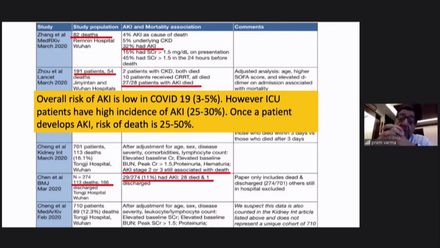Now, there was so much AKI occurring in the US that people did not know what sort of modality to use. The CRRT machines were exhausted, whether it was Italy or Spain or the US, and gradually people came down to peritoneal dialysis as a last resort because there were no resources to do CRRT.